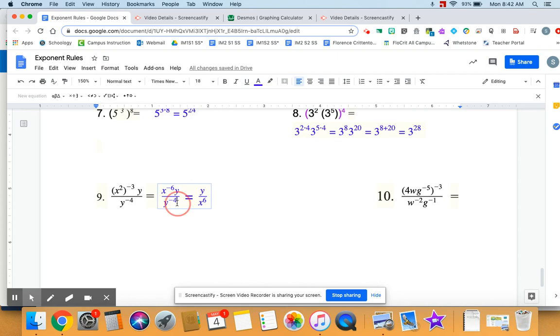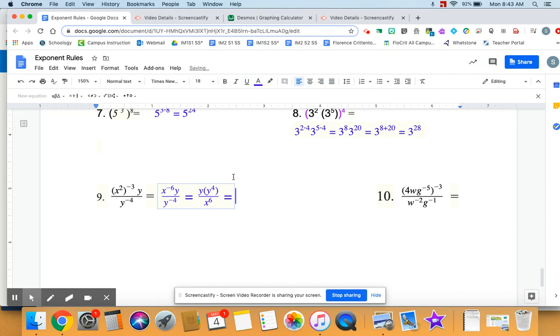But on bottom, this y to the negative 4, not happy. So I'm going to move it to the top. So on top, I have another y. I'm going to put it in parentheses. Y to the power of now positive 4, because it's now pretty happy, because it went to the top like it wants to be.